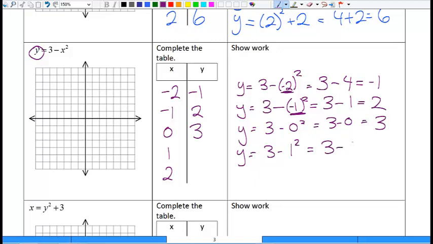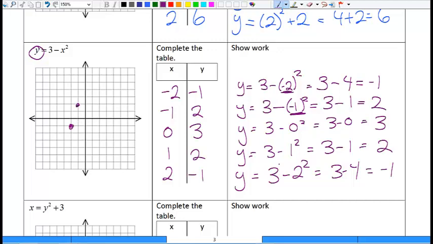Y is equal to 3 minus 1 squared. And when they're positive, it's a little bit easier. Students don't make as many mistakes on positive ones. So I have 3 minus 2 squared. That's 3 minus 4, which is -1. So let's plot these. -2, -1. -1, +2. 0, +3, 1, +2, 2, -1, and now I've got that nice pretty graph. Notice that in this case it is pointing down instead of pointing up. Beautiful. Let's try another one.